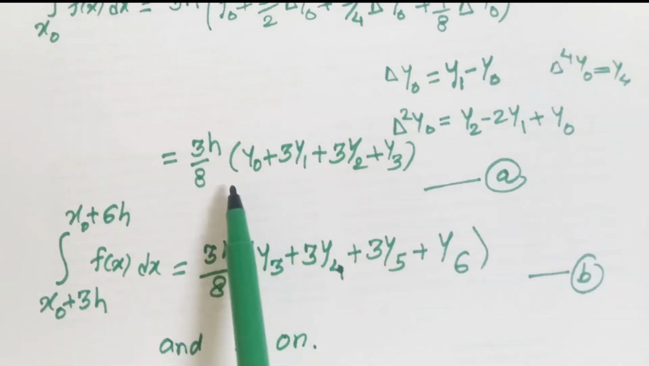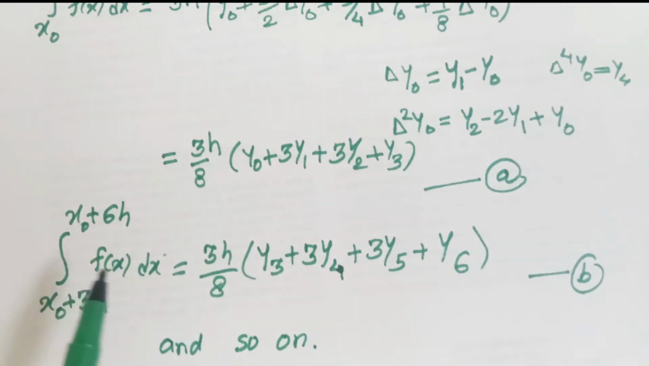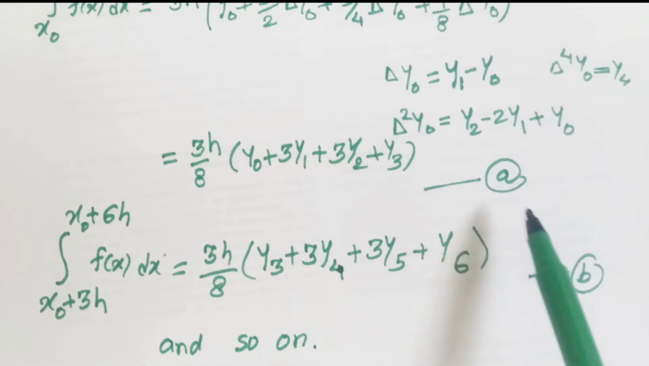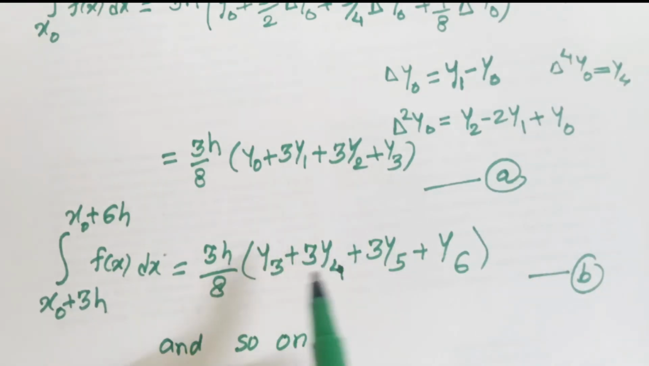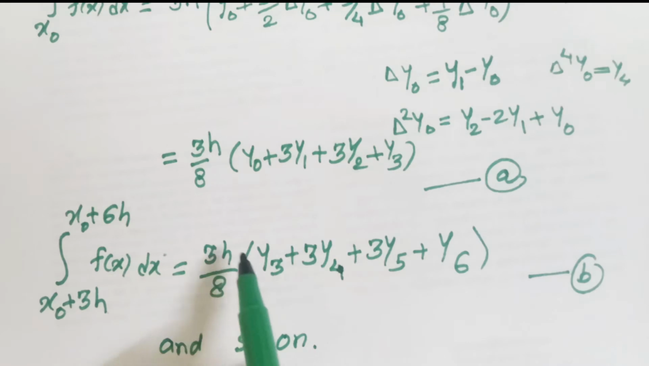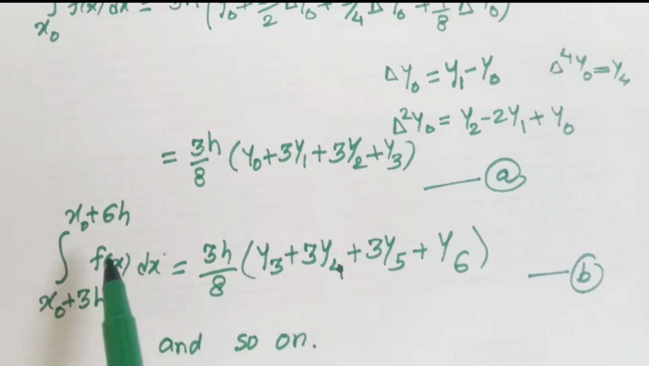If you observe equations A, B, now we have to find the complete region, that is, we have to integrate from x0 to x0 plus nh. So we have to add all the terms, and the next integral again contains 3h by 8. So we take 3 by 8 into h common and add equations A, B and so on up to the nth term.